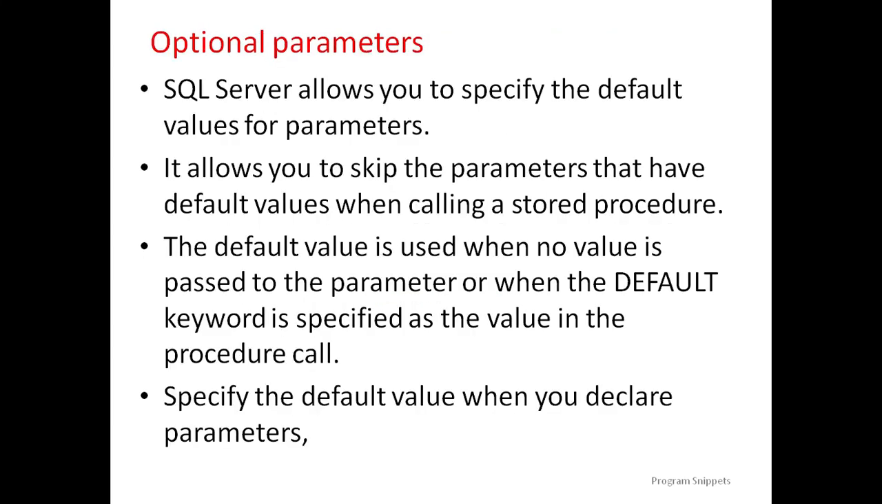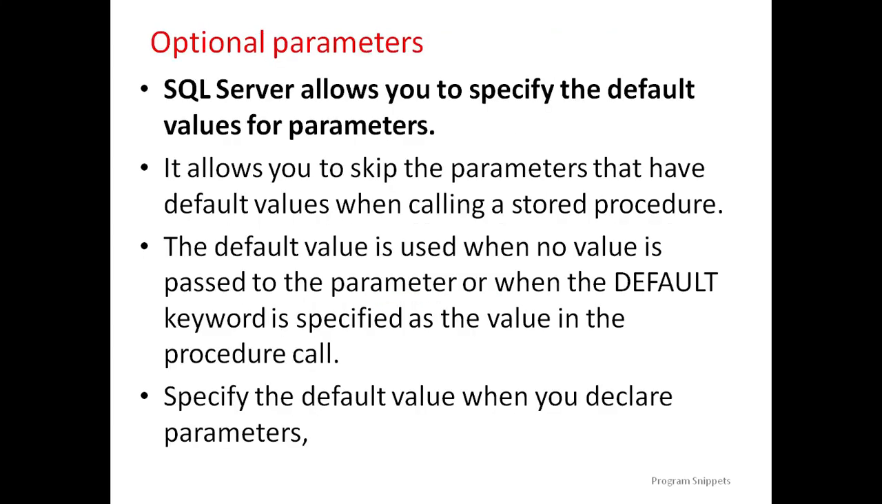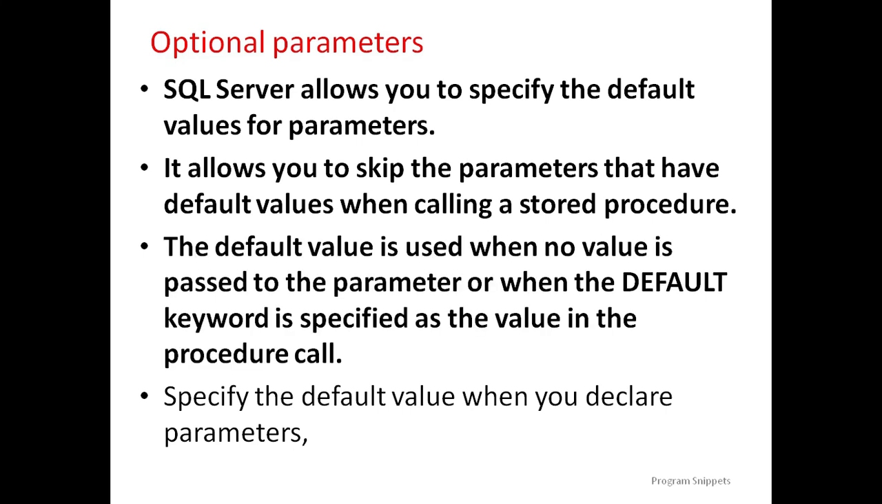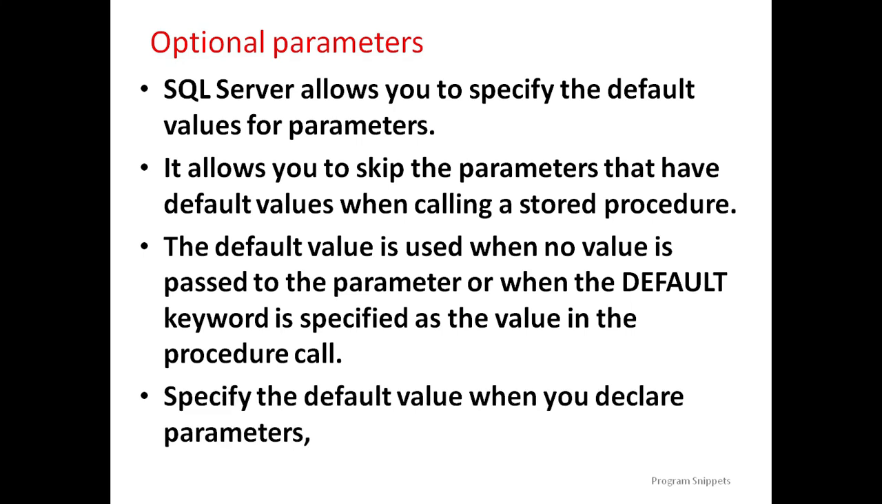Next is optional parameters. SQL Server allows you to specify default values for parameters. It allows you to skip the parameters that have default values when calling a stored procedure. The default value is used when no value is passed to the parameter or when the DEFAULT keyword is specified as the value in the procedure call. You can specify the default value when you declare the parameters.